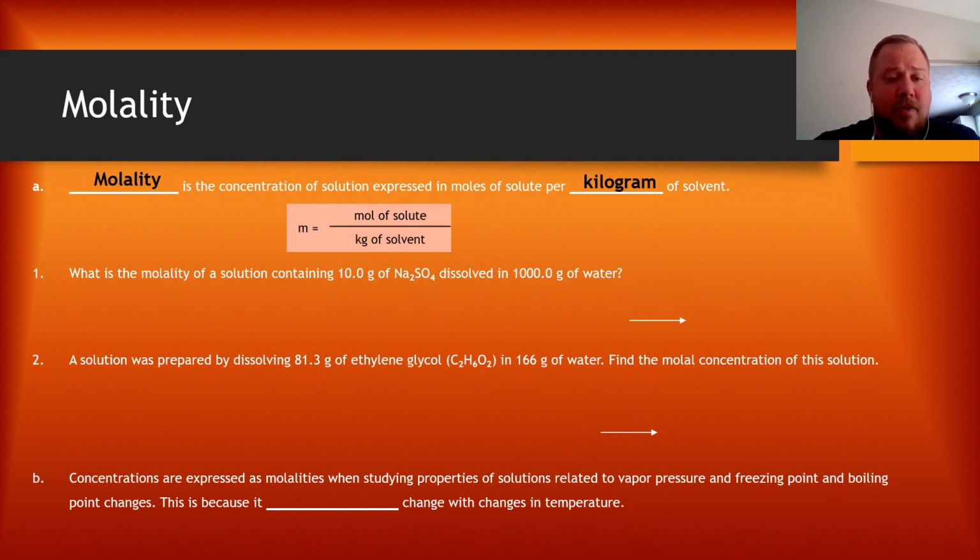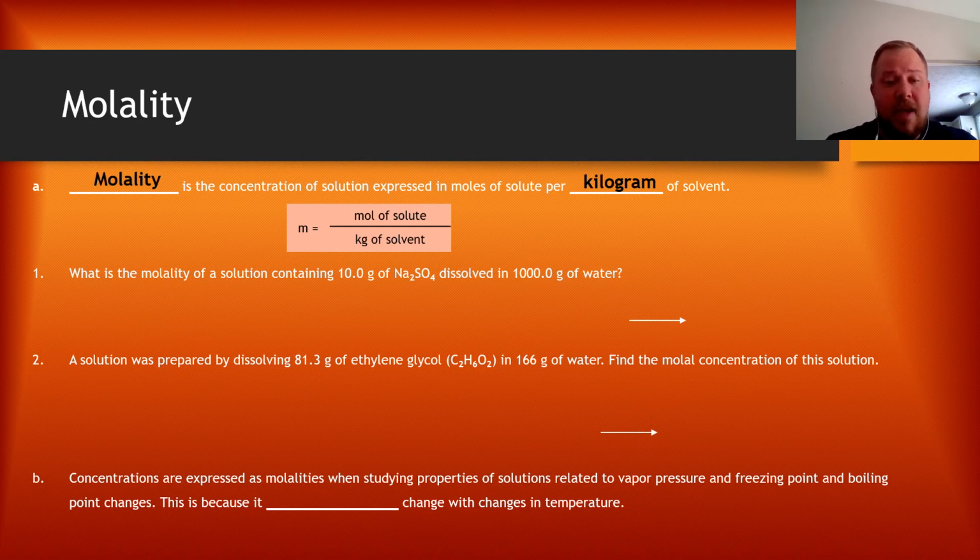So looking at the equation, we see we have lowercase m for molality equals moles of solute over kilograms of solvent. So again, the key difference here you see is the bottom part, we have kilograms, and it's also just of the solvent. It's not of the solution. So looking at problem 1, it says, what is the molality of a solution containing 10 grams of Na2SO4 dissolved in 1,000 grams of water?